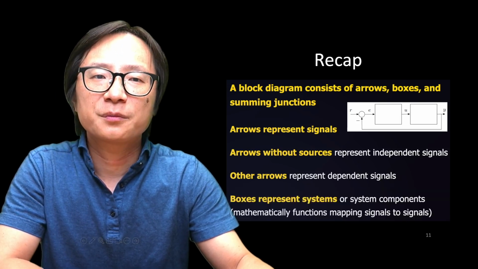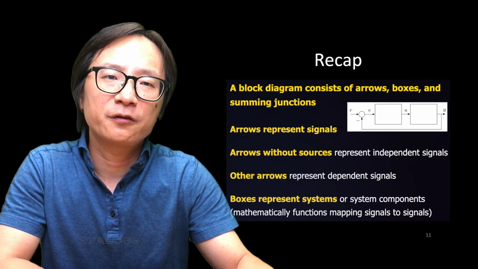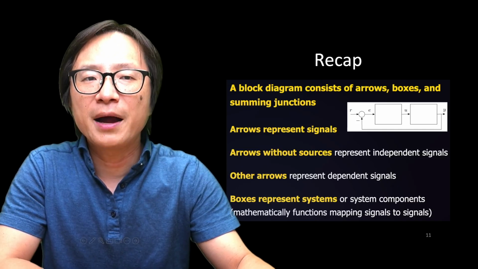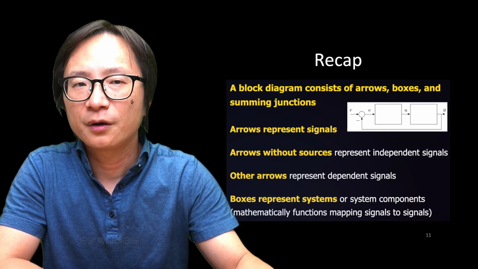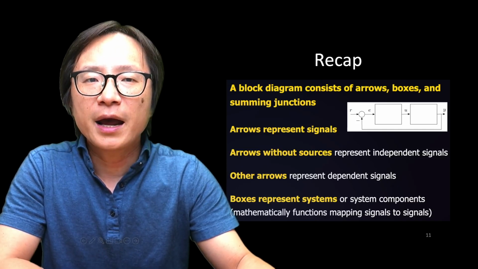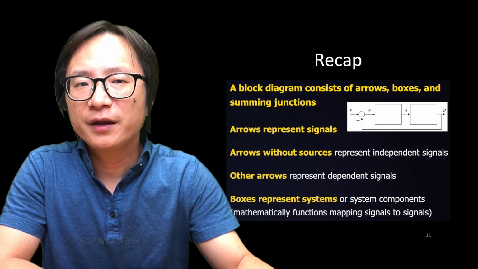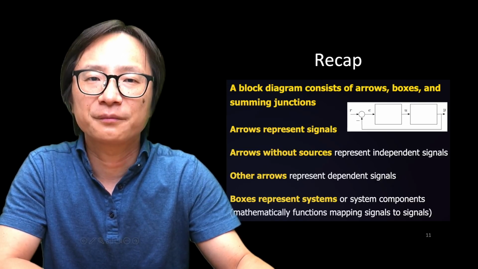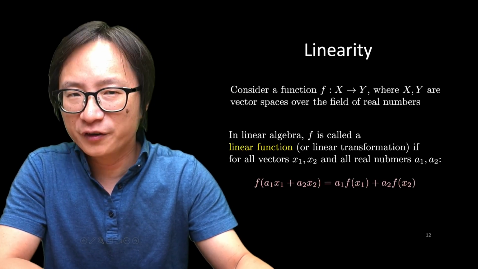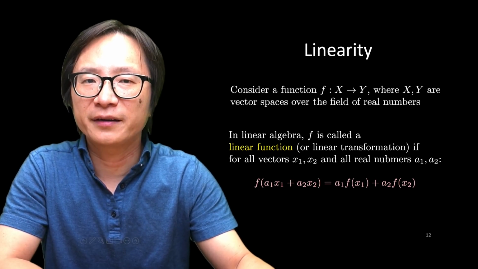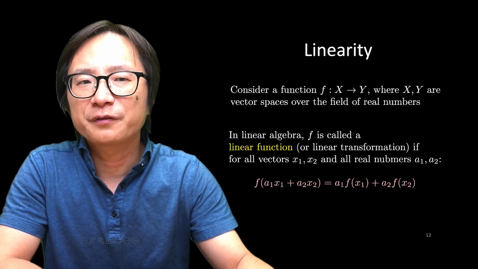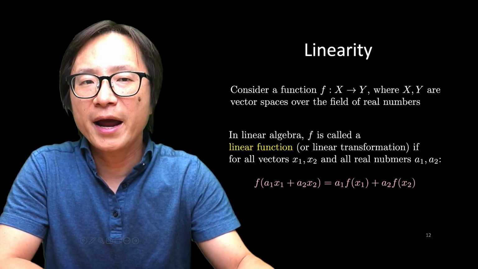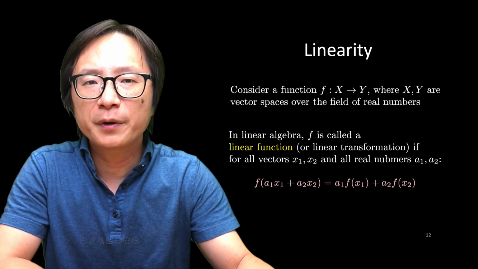Boxes represent systems or system components. These are mathematical functions mapping signals to signals. Finally, summing junctions combine multiple signals through additions or subtraction. These three elements can be combined in various ways to represent complex systems, like the displayed feedback configuration. Now let's switch gear to our second topic, linearity. This is a fundamental concept from linear algebra. Consider a function f from x to y, where x and y are vector spaces over real numbers.